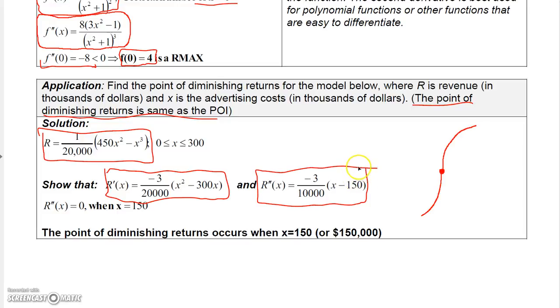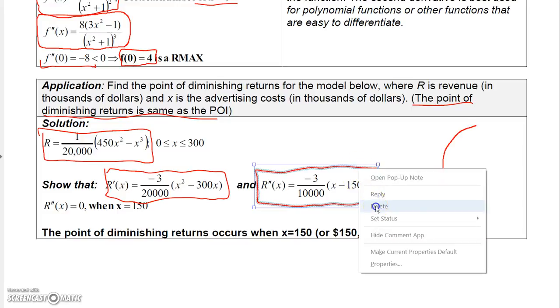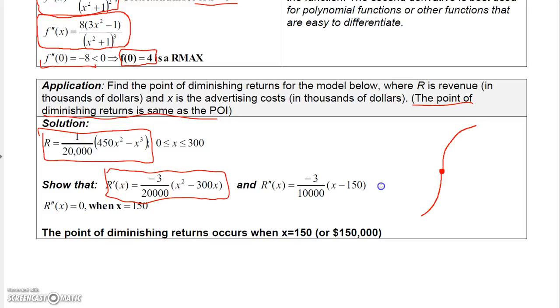Now, this is the second derivative. So this point of diminishing returns will happen when the second derivative is 0. Okay? So I set this equal to 0, and you can see that the only way this can equal 0 is if x is 150. So x equals 150.